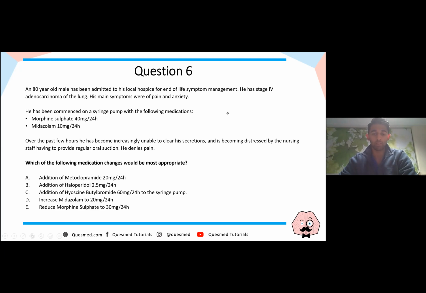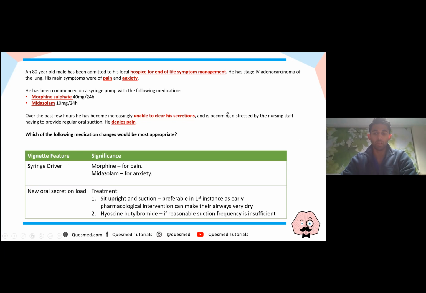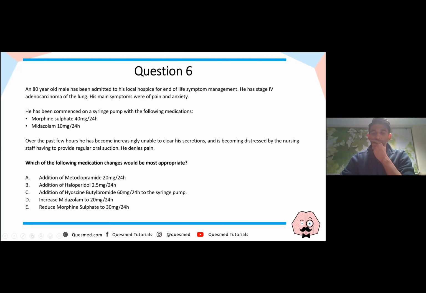What did you guys think? Emily, could you flash up the answer of the poll? Okay, great. So you guys are on the right track. So option C, hyoscine butyl bromide. So let's have a look at the vignette in a bit more detail.